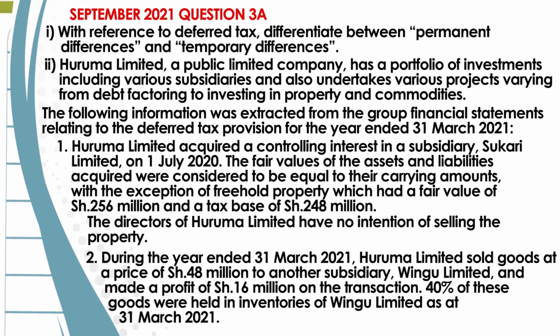We are told during the year which ended 31st of March 2021, Huruma Limited sold goods at a price of 48 million to another subsidiary, which is called Wingu Limited, and made a profit of 16 million on the transaction. And then you're told 40% of these goods were held in the inventory of Wingu Limited as at 31st. So in such a case, what you just need to do is to determine the goods which were not yet sold at the end of the year. You determine their cost, which will be the carrying amount, and then their selling price will be the tax base.